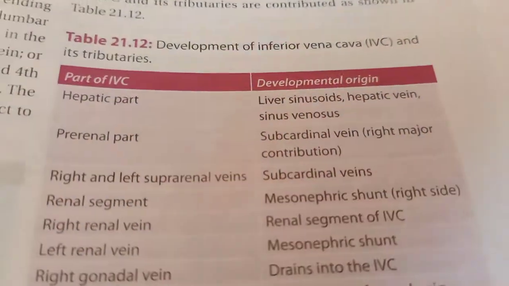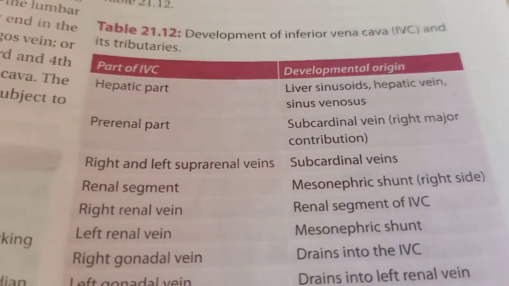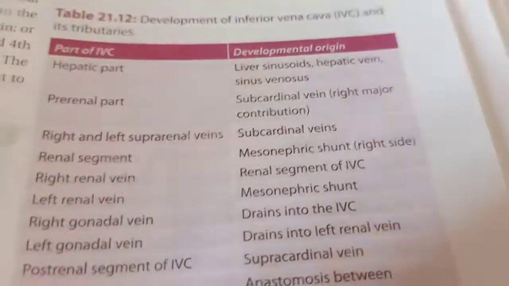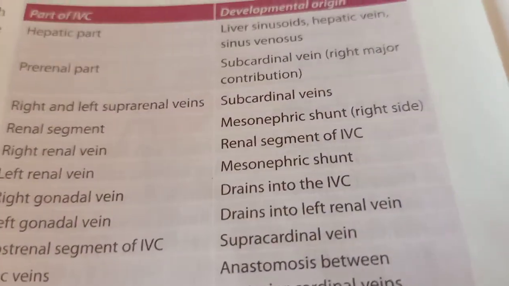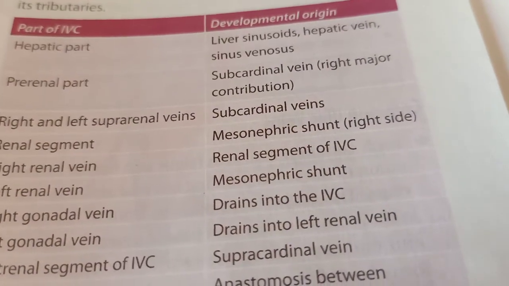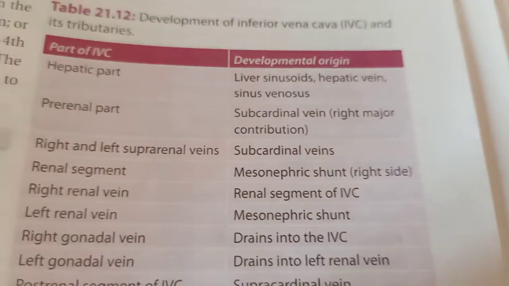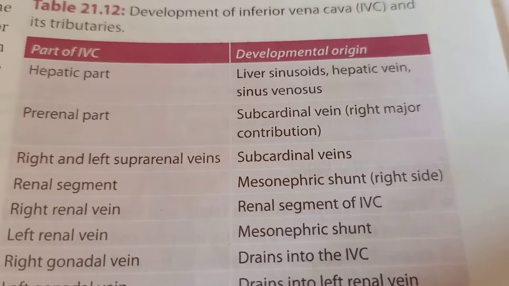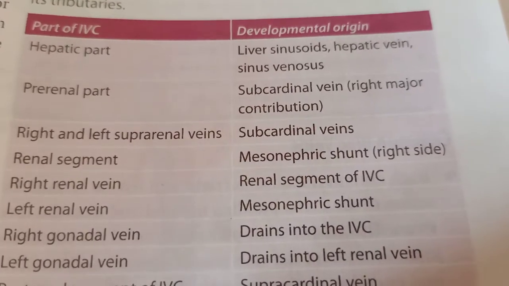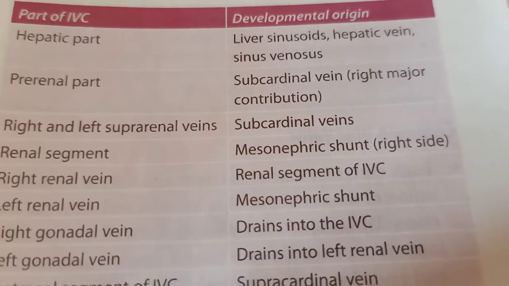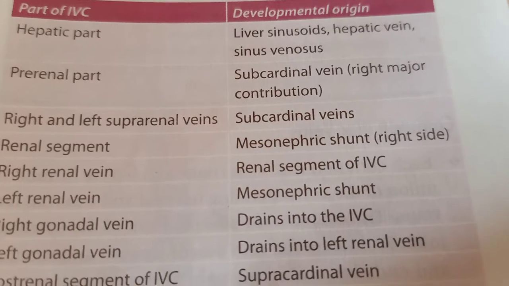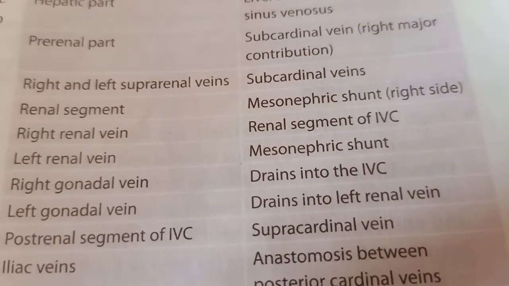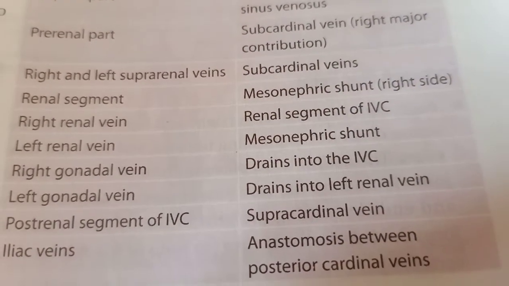Now the development of the IVC and its tributaries: this table you just have to remember. The hepatic part is developed from the liver sinusoids, hepatic vein and sinus venosus. This is the development of the IVC and its tributaries. The prerenal part is from the subcardinal vein, the right one making the major contribution. The right and left suprarenal veins are from the subcardinal veins.